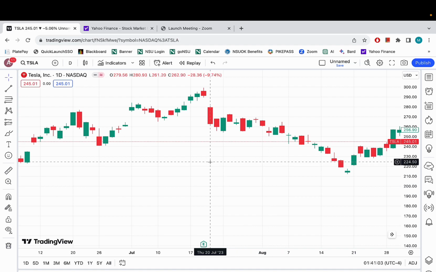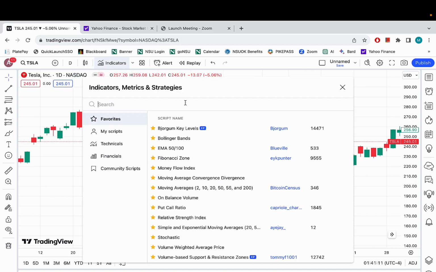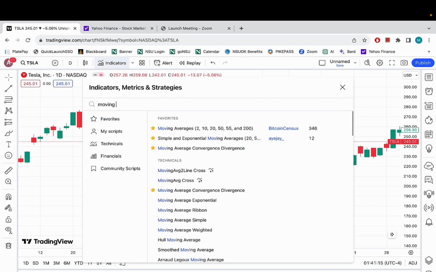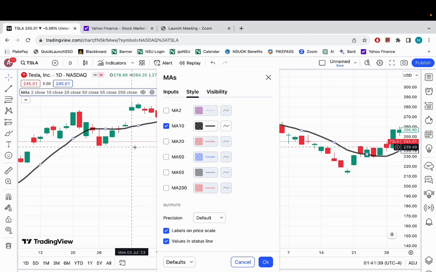The very first thing, moving average. Click on indicators, and there will be different types of indicators, but let's say we go for moving average. If you just type moving average there, we have many moving averages. Let's say I click on this one, that's moving average, with 2-period, 10, 20, 50, 55 and 200, and I can further refine it by clicking on this gear, that's settings.